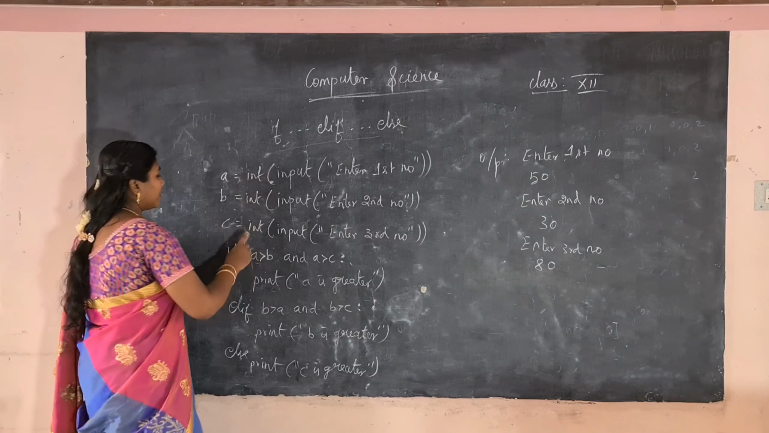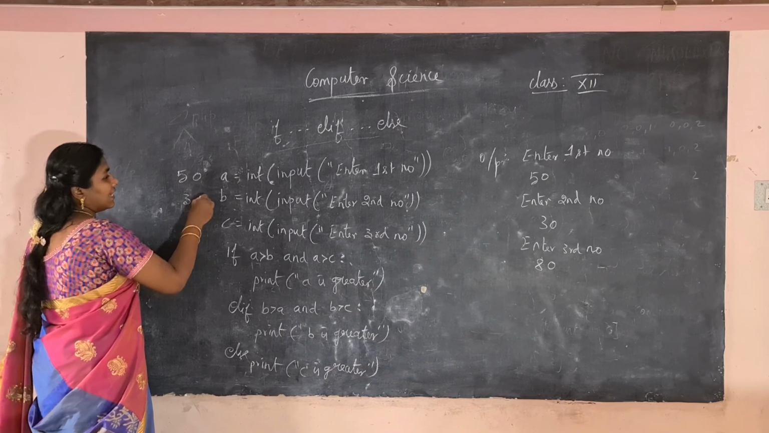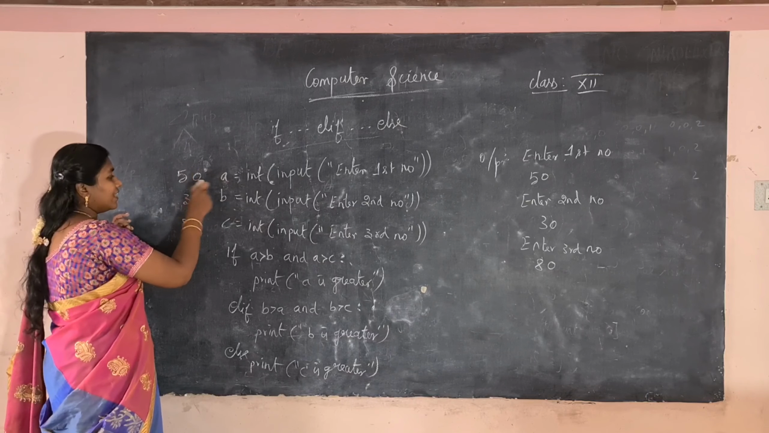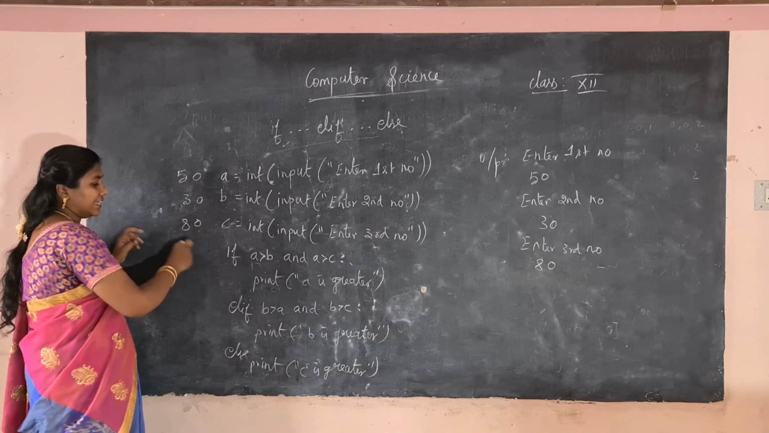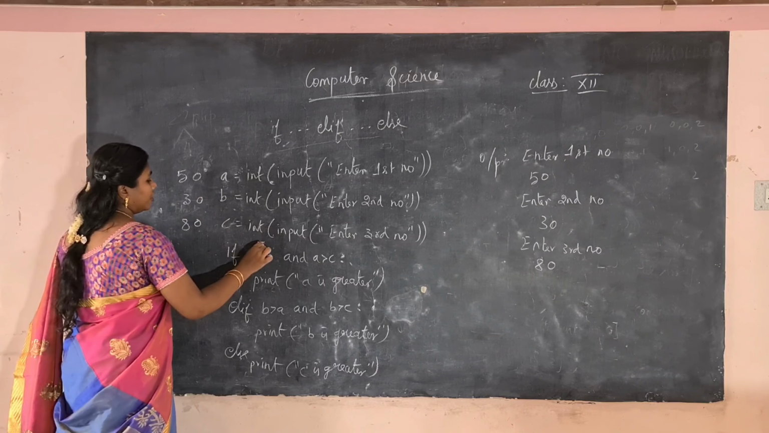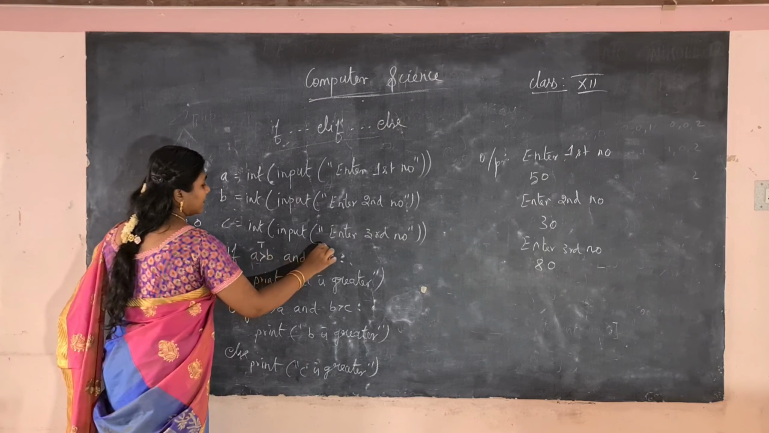So first 50. Now A has the value 50, B has the value 30 and C has the value 80. So first, A greater than B, condition true, and A greater than C? No, condition false.